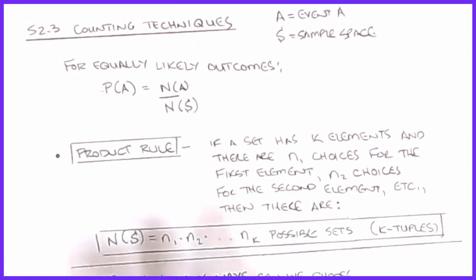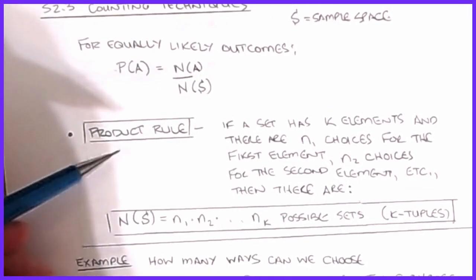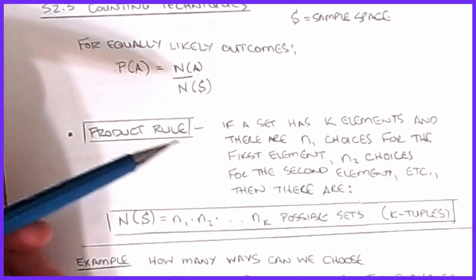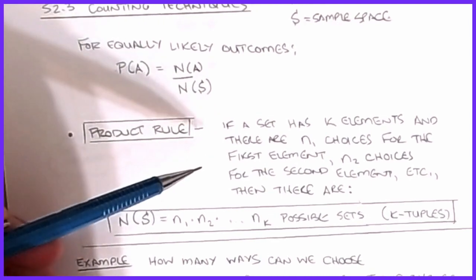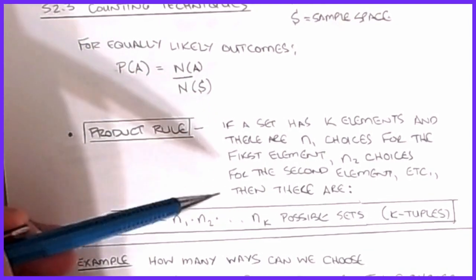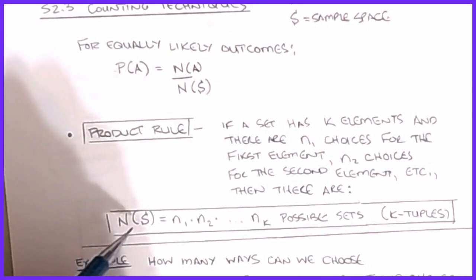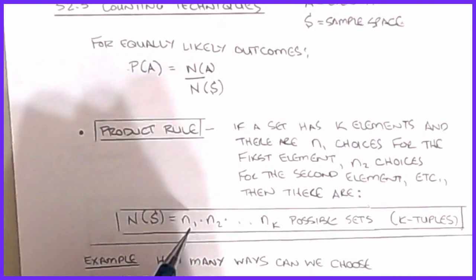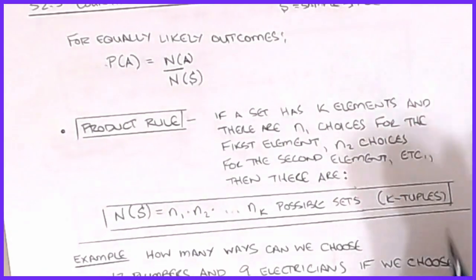If we do that, we're going to start to define, for the equally likely outcomes case, something known as the product rule. It basically says that if a set has K elements, and there are N1 choices for the first element and N2 choices for the second element, and so forth, all the way up to NK choices for the Kth element, then the total number of ways in the sample set is simply the product of all of those numbers, 12 for the first one, 9 for the second, and so forth. Those are the possible sets, or what they call a K-tuple. And that's where we're going with this.